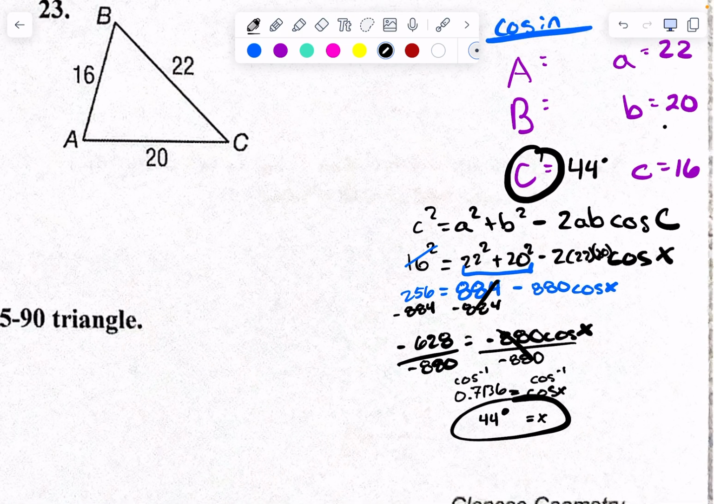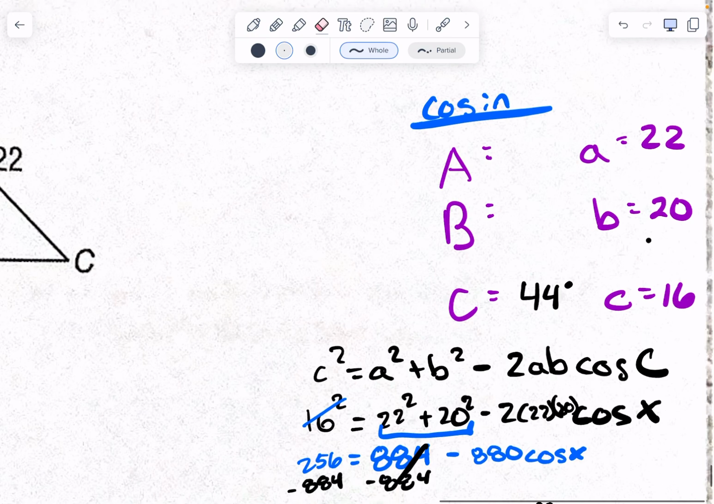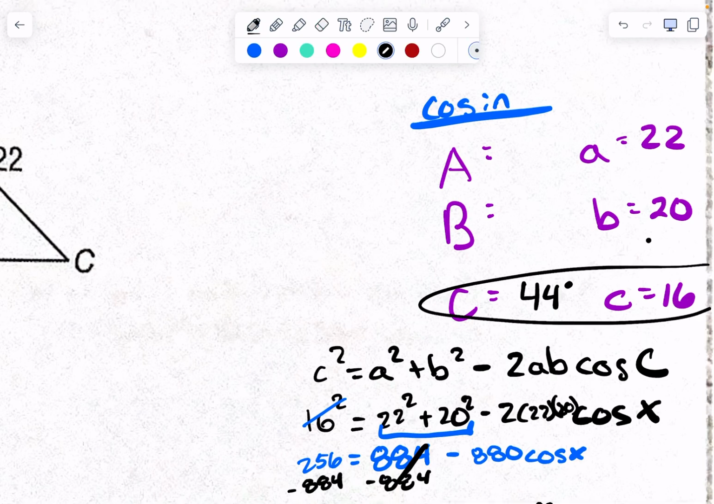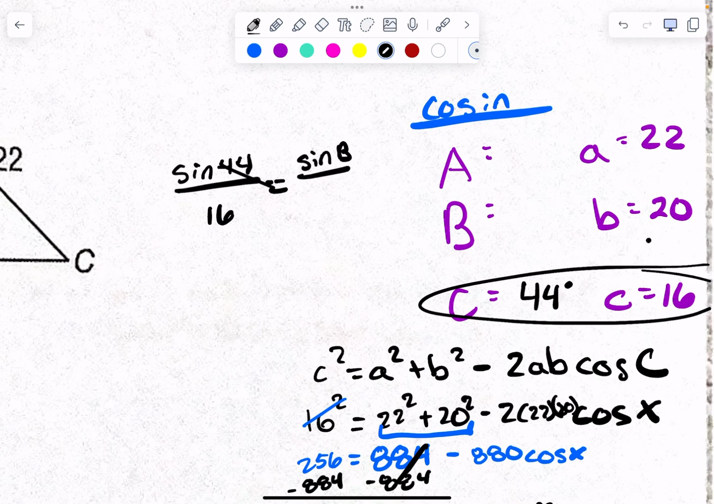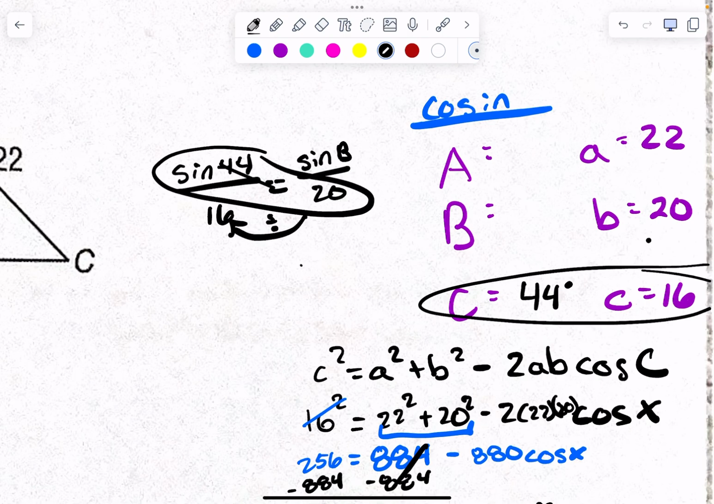Okay, now can we use sines? Yes. Which one do you want to find? Now, B, or we're just working backwards? So we've got this guy. Sine 44 over 16 equals sine B, or sine X, whatever you want to call it, over 20. Okay, cross multiply, divide, inverse sine. That's what B is.